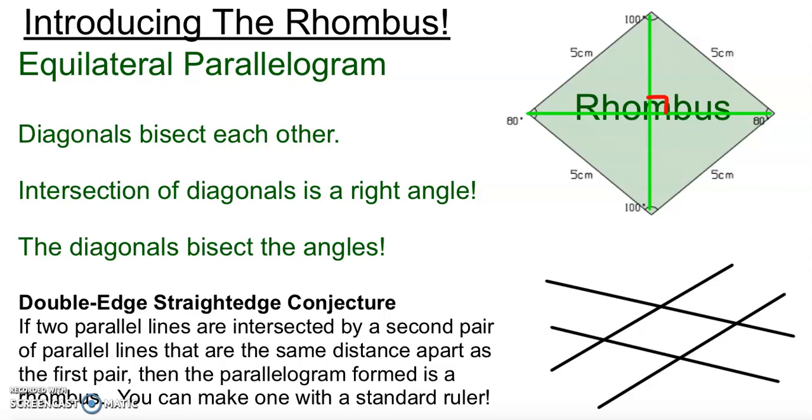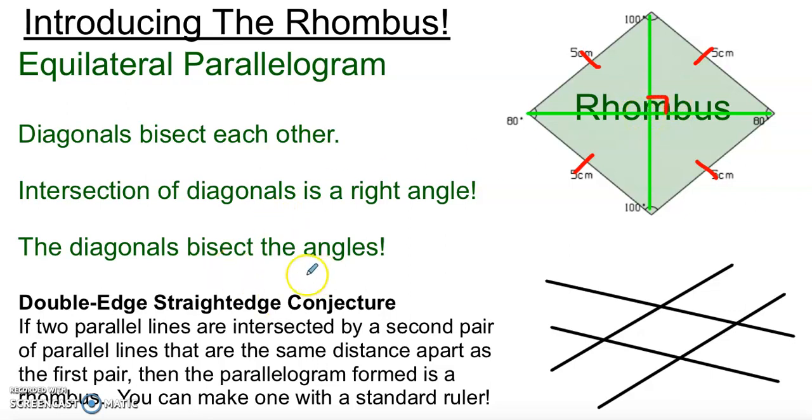So here's the rhombus. So a rhombus is just basically an equilateral parallelogram. All the sides are the same. So again, because it is a parallelogram, the diagonals bisect each other, just like they do on a regular parallelogram. The opposite sides and opposite angles are congruent. And then in addition to that, the intersection of the diagonals inside there is a 90-degree angle. So this is a 90-degree angle that's inside of this rhombus here.